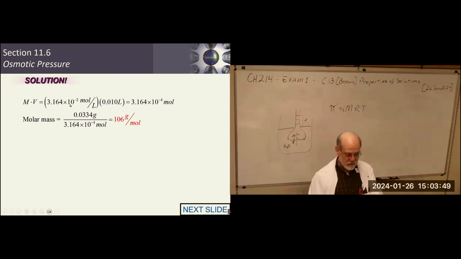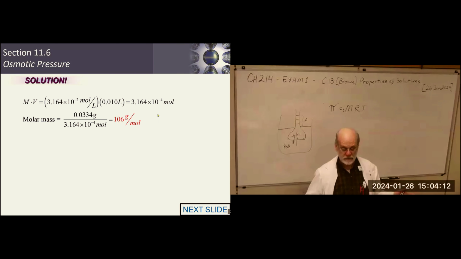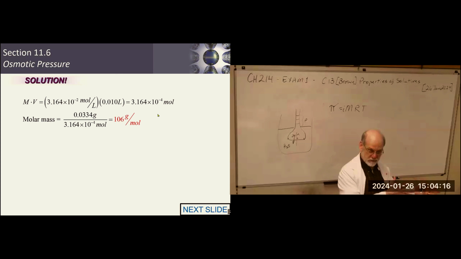So the molarity is determined here times the liters of the solution, which 10 mils is 0.010 liters. And we've discovered that the moles of the compound or the substance is 3.16 times 10 to the minus 4 moles. Right? And we didn't even have to know what it was. This told us how many moles there were without knowing.